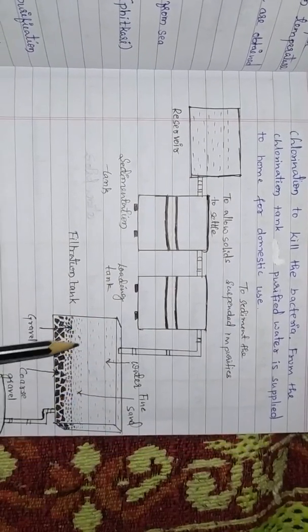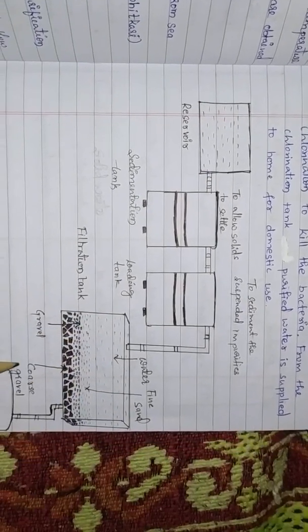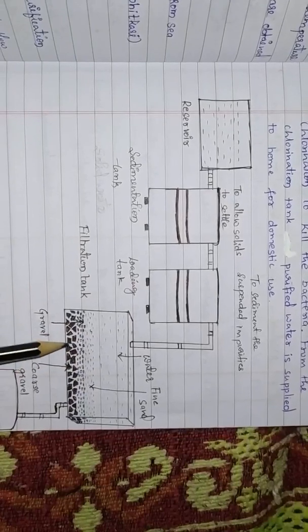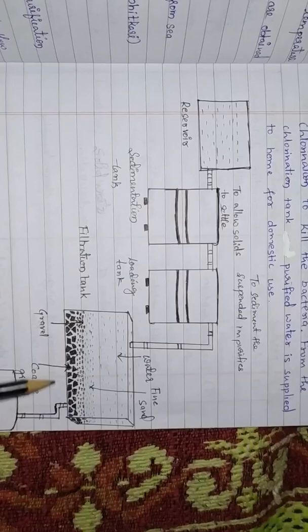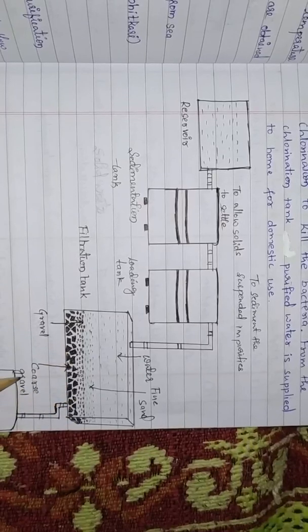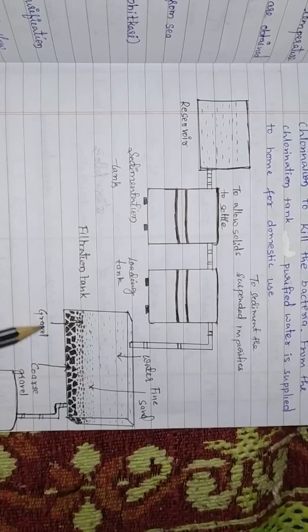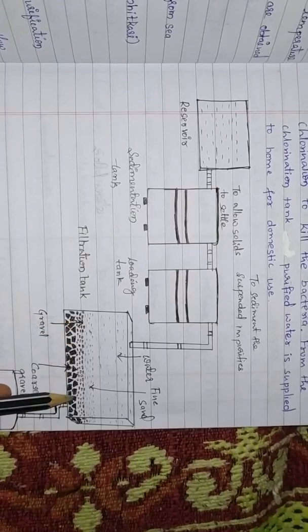This filtration tank has coarse gravel. See here, this big dark colored material is the coarse gravel. It is fitted with this coarse gravel. Next to this coarse gravel, gravel is placed. Above this, fine sand is placed.